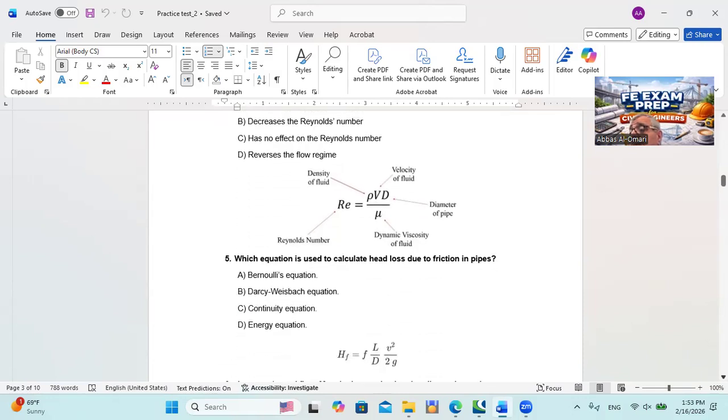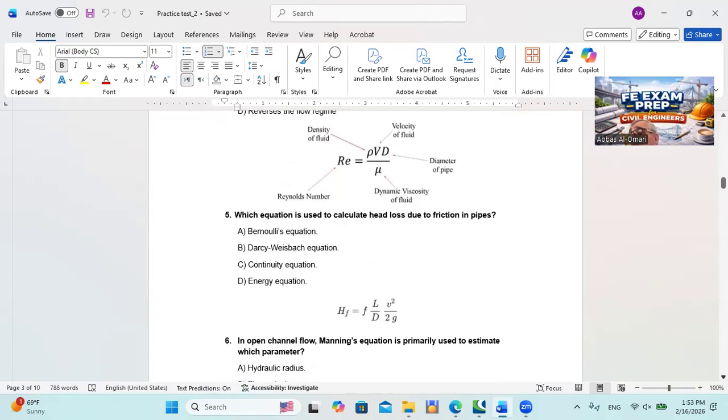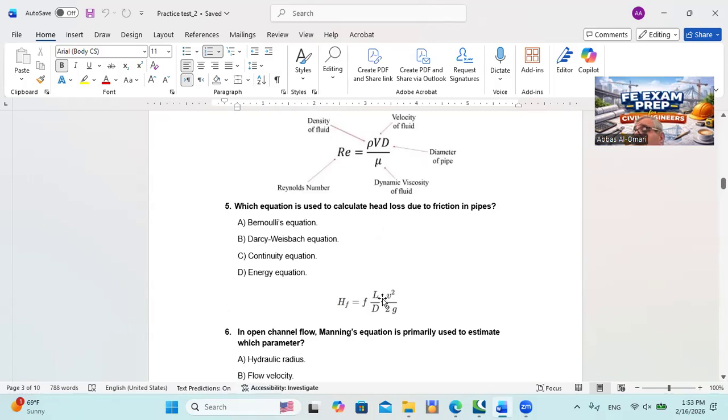Next question. Which equation is used to calculate head loss due to friction in pipes? Head loss in pipes is calculated by h_f = f (L/D) (V²/2g), where L is the pipe length, D is the diameter of the pipe, V is the flow velocity, G is the gravity acceleration, and f is the friction coefficient. This equation is known as the Darcy-Weisbach equation.